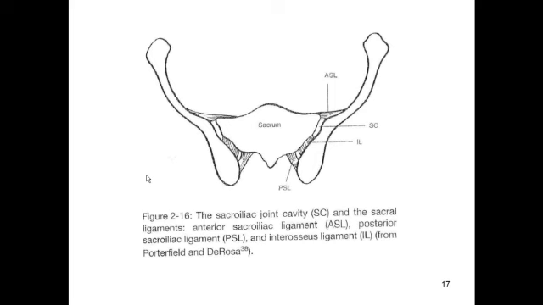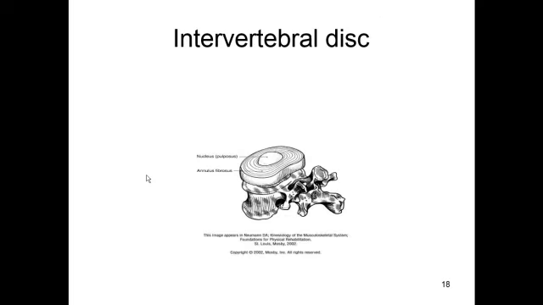So that's it for the bone. Just a review, a very quick review, as I said, of the spine. I didn't really review the ligaments or the muscles, and that's something I'm going to want you to do on your own as well. I do want to look briefly at the intervertebral disc.